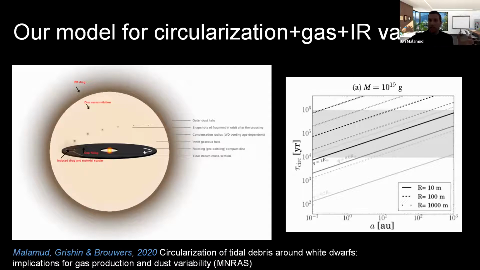And as the tidal stream evolves, a lot of these smaller fragments become embedded and eroded in the compact disk. And so later on, the gas production becomes intermittent. So you do have gas production, but you don't always see it. It's a question of probability.